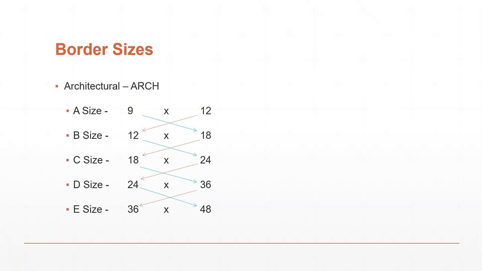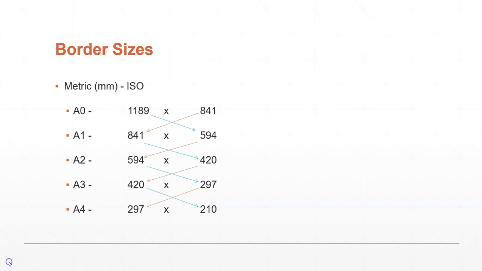Here's a quick look at the architectural border sizes. And lastly, let's take a look at the metric. The one thing that you notice about the metric sizes is that the A0 is typically the largest size, and then they work their way down to the A4, which is going to be our normal paper size. And these dimensions are in millimeters.